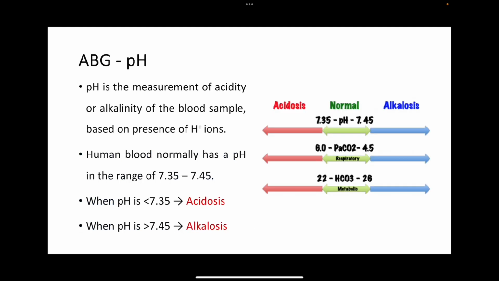The next thing we see on an ABG is the pH. pH is the measurement of acidity or alkalinity of the blood sample based on the presence of H plus ions. Human blood normally has a pH in the range of 7.35 to 7.45. When the pH is less than 7.35, it is acidosis. When the pH is more than 7.45, it is alkalosis.